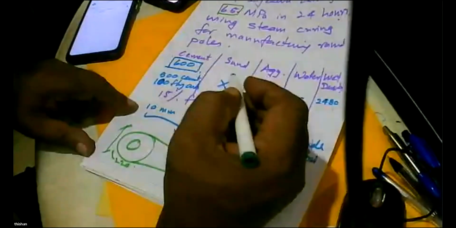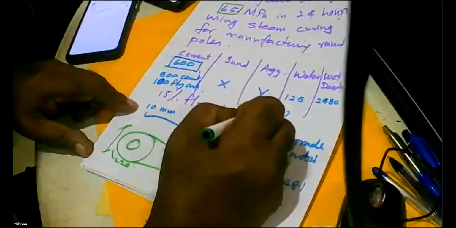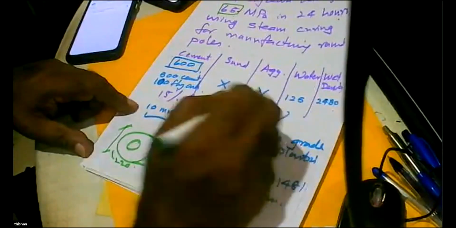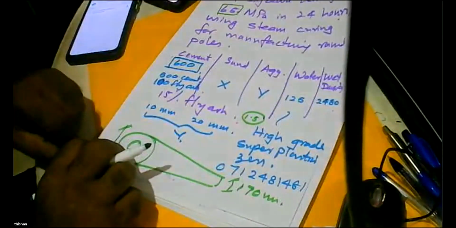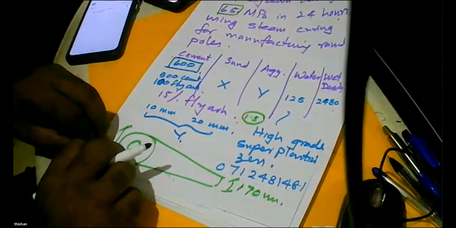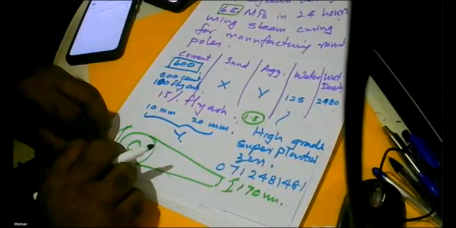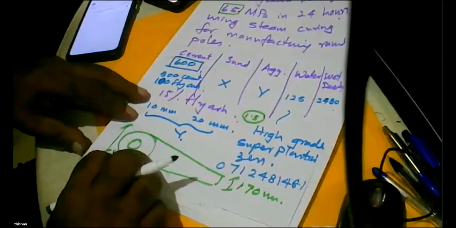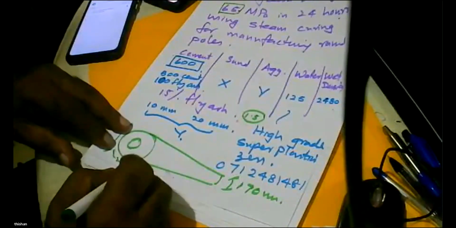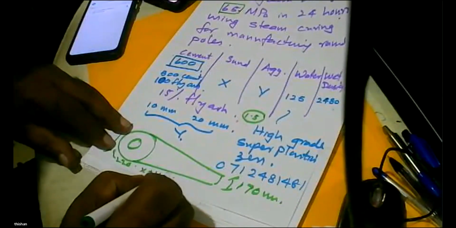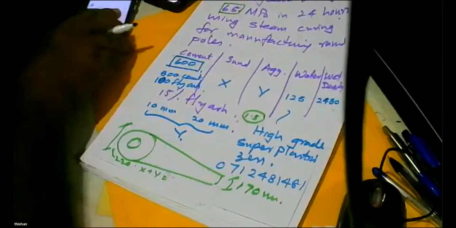I said, okay, so I'm going to use a 1.5 ratio. Why? Because I need to compact it properly. To compact it properly in a small section, it's good to have a lot of sand rather than a lot of aggregate. So I said, okay, I'm going for a 1.5 ratio. So if you look at the numbers, x plus y became 2480.